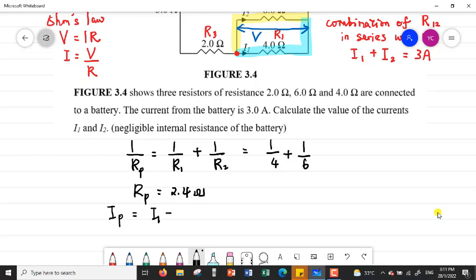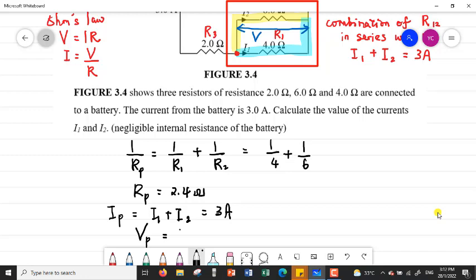Since we know that the current for the parallel combination, I1 plus I2, equals 3 ampere, the current that flows in the circuit, I can find the voltage for the parallel combination, whereby the voltage will be the current flowing through this parallel combination multiplied with the parallel resistance. So 3 multiplied by 2.4. So I'll get 7.2 volt.